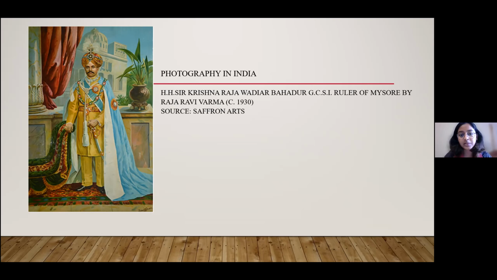As you can see in this picture, by that time a lot of Indian artists had also adapted this realistic style. Raja Ravi Varma's work is one of the best examples of this.